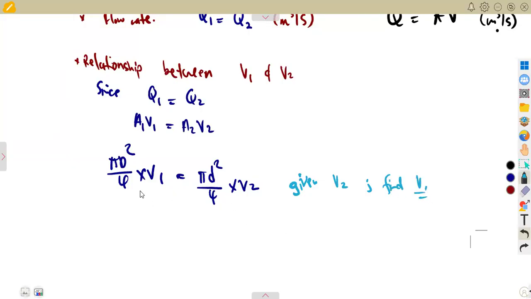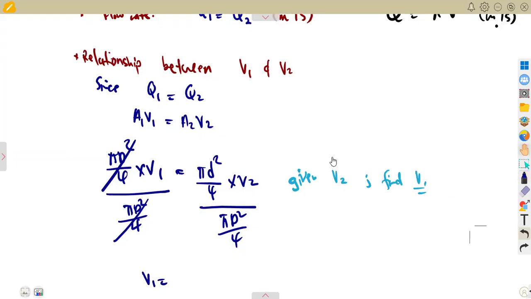So given V2, we want to find V1. What you're going to do is divide by pi d squared over 4, also pi d squared over 4, like this. So this is going to give us V1. But I want us to see what is going to happen at the end.